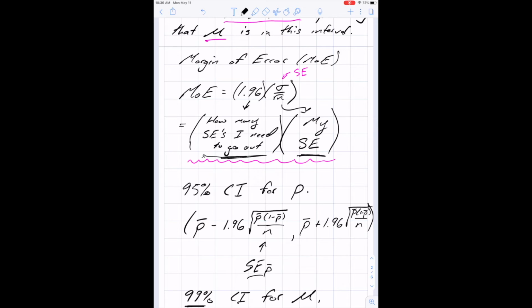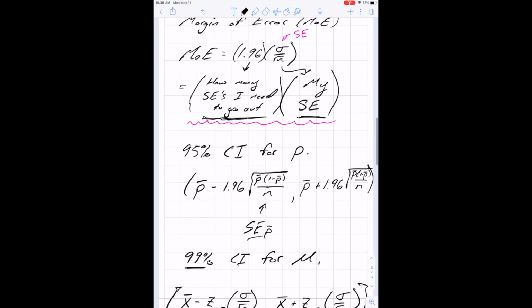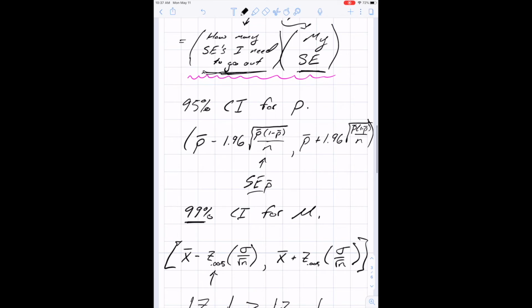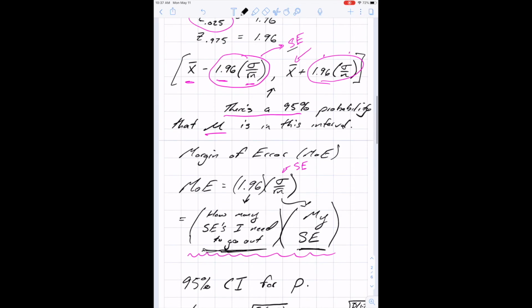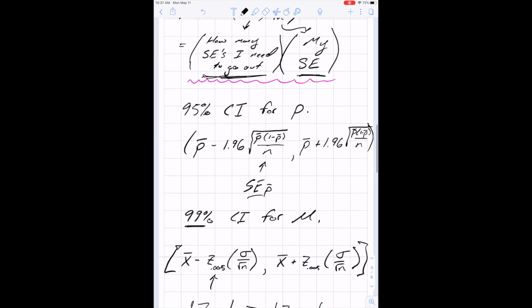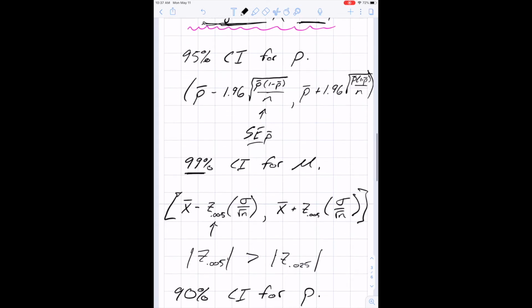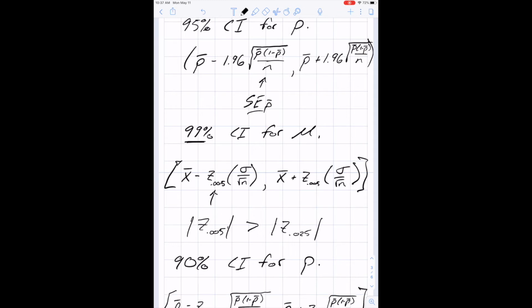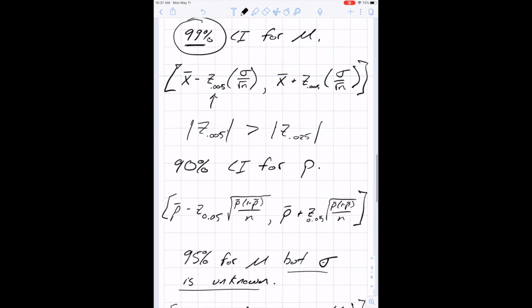What else can change is how many I need to go out. How many you need to go out, if it's 95%, then you need to go out 1.96 in the case that you know the population standard deviation, or if you're ever using a proportion, you can always use a z distribution. But how many you're going out needs to change if you need to go farther out because you're putting more probability in your interval, or it will go less far out if you're putting less probability in your interval.